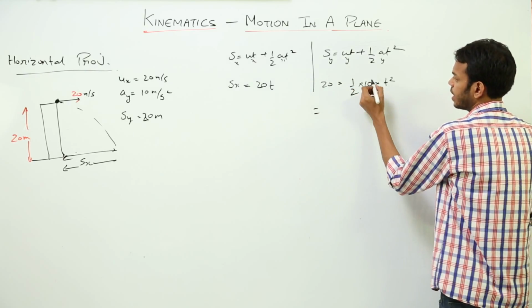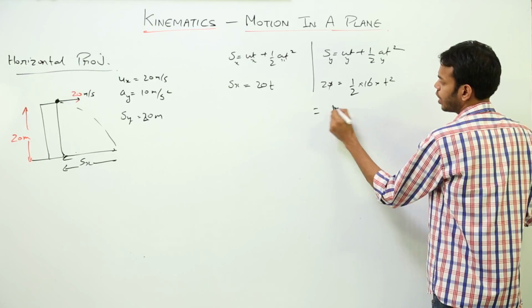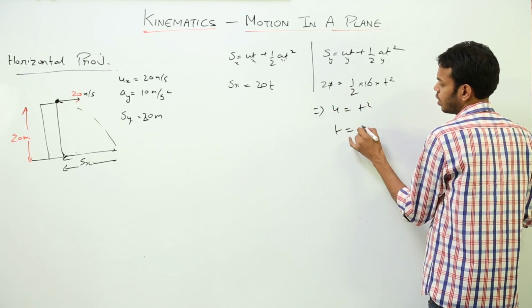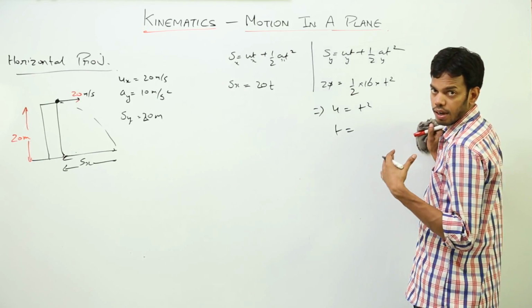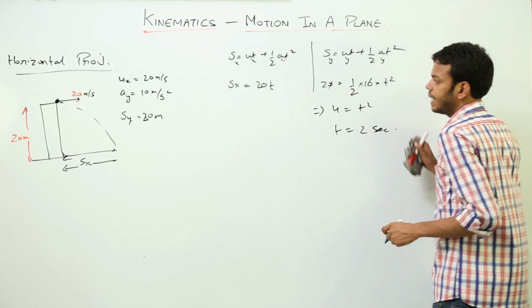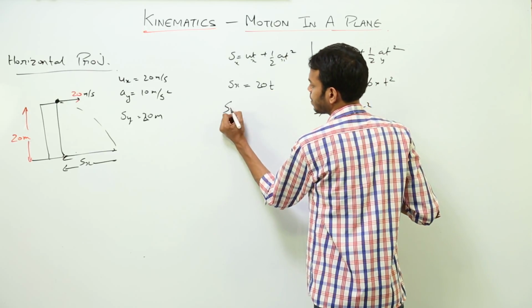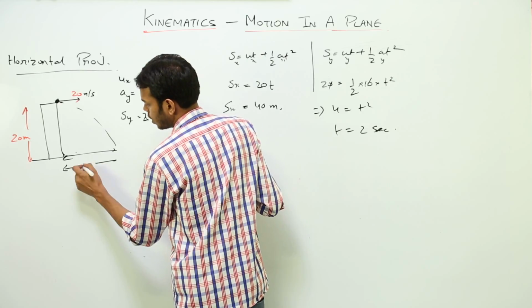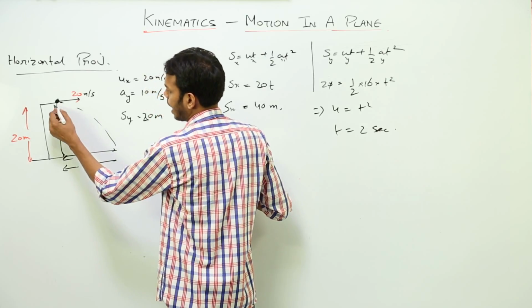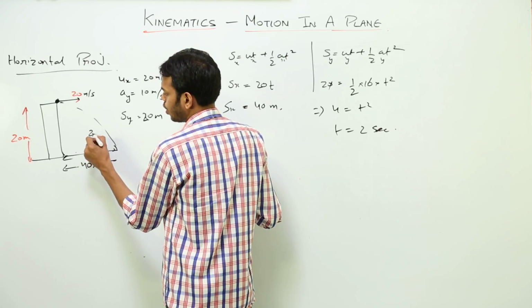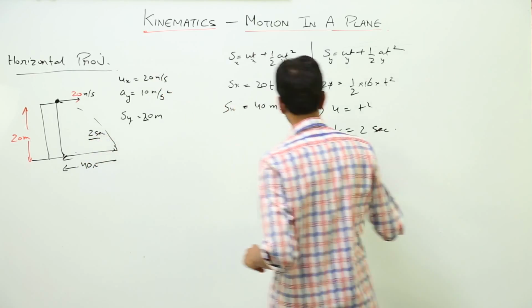So what are we left with? This 0 goes, we have 4 is equal to t square, time is plus minus 2. Obviously we're eliminating minus 2, we are left with time equal to 2 seconds. T equal to 2, putting here Sx becomes 40 meters. So now we know that this distance was 40 meters and the time in which this object reaches this point is also 2 seconds, right?